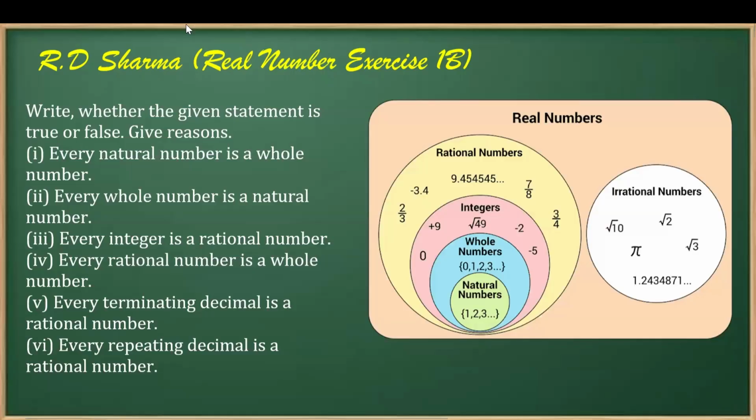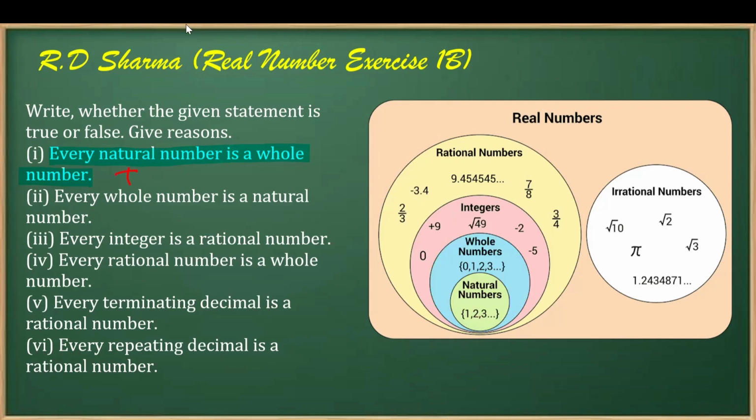The next question says write whether the given statement is true or false, and we have to give a reason for this. Now, the first question says every natural number is a whole number. Look into this. These are natural numbers, right? And the natural numbers are included within the whole numbers. You can see that the natural numbers are inside the whole numbers. So we'll say, yes, this is true.